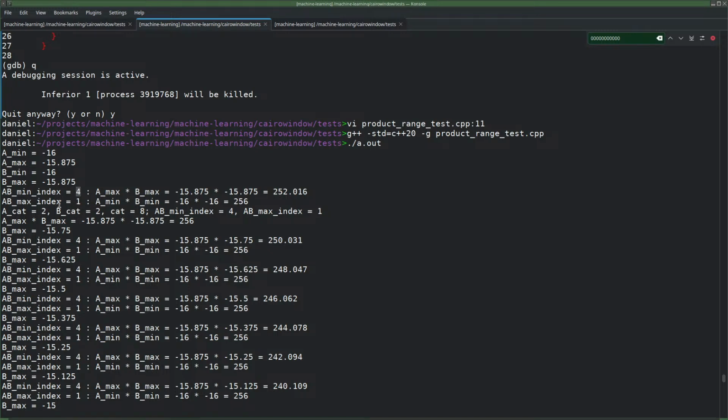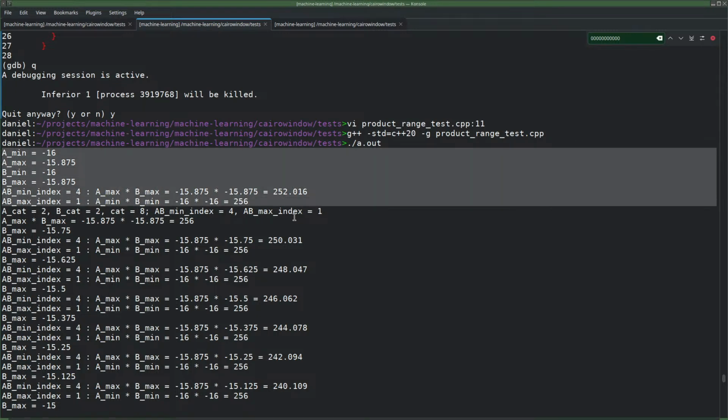The maximum, of course, is going to be the 16 times the 16, which is index 1, A min, B min, multiplied, which is indeed the largest value, 256. So I totally agree with this. No errors there.